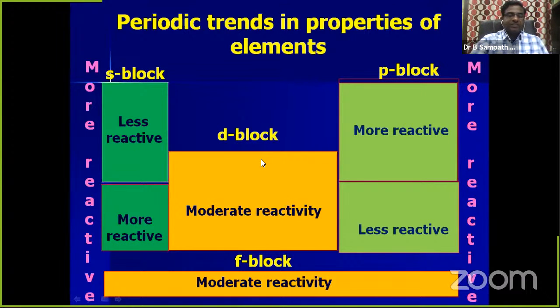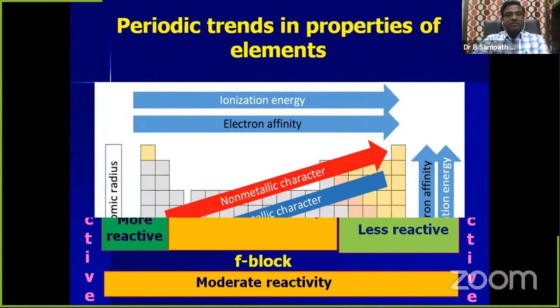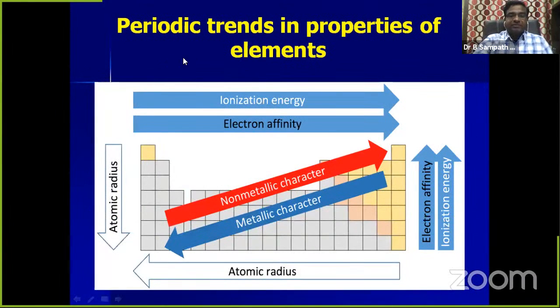So why does this happen, children? It means that in a period or group, the reactivity is not the same for all elements. So why does the reactivity vary? Let us see by observing the periodic properties. So these are the periodic properties.